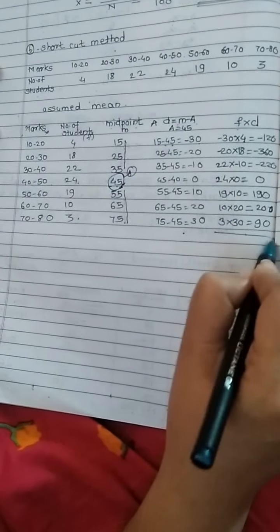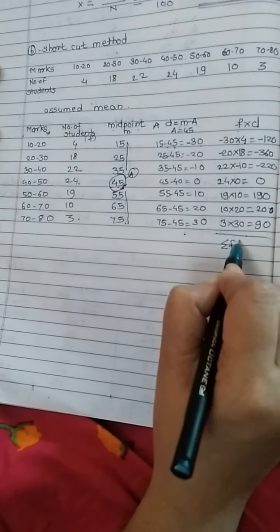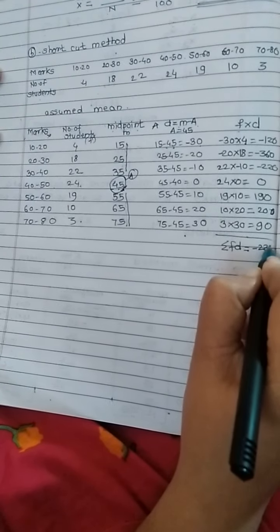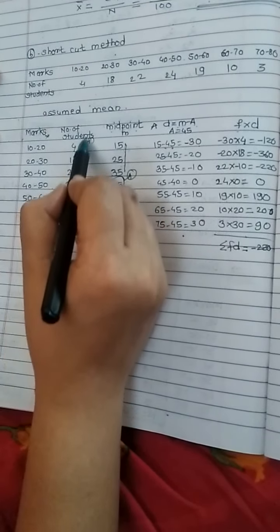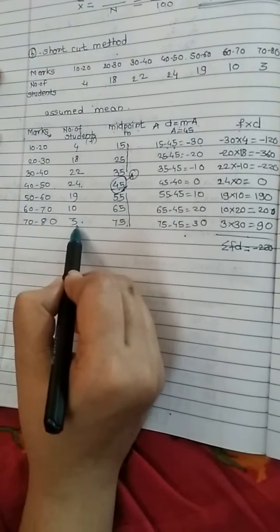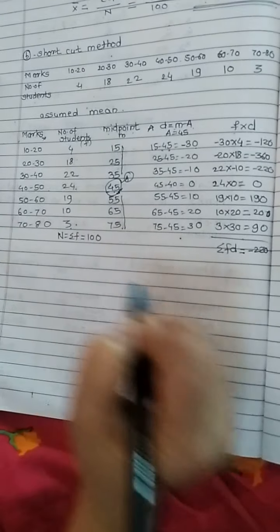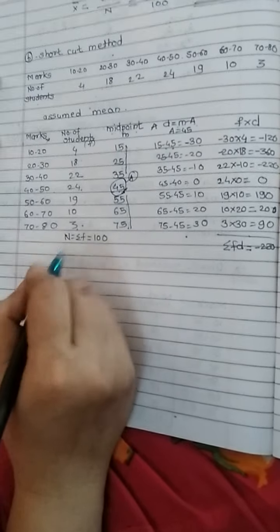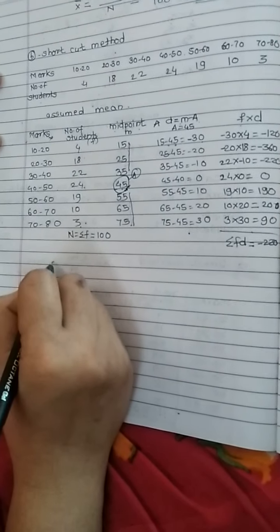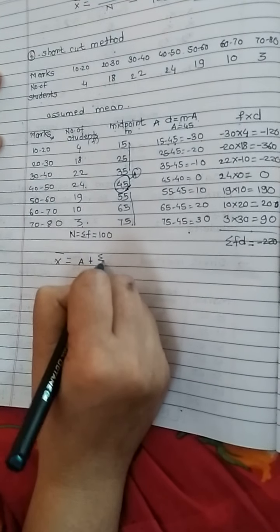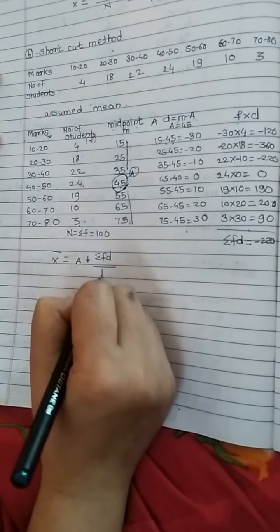Now we will sum this fd, that is summation fd. For calculating summation fd, we are using our calculator. So it's minus 220. Also we have to calculate the total of this column, that is n, which is also known as summation f. n is 100. Now the formula for the shortcut method is x bar is equal to a plus summation fd divided by n.